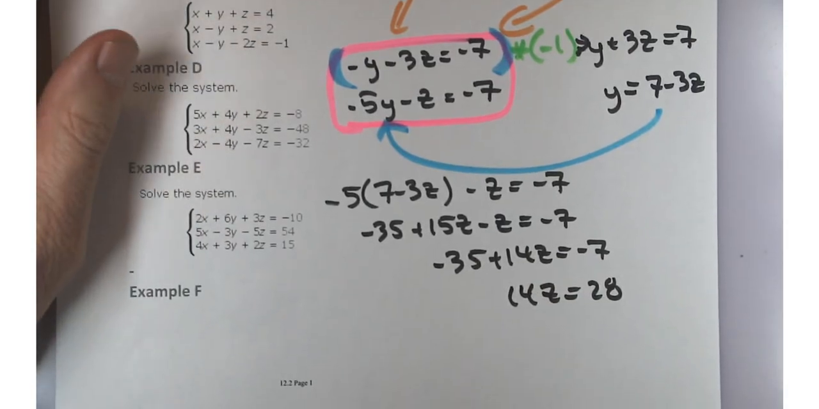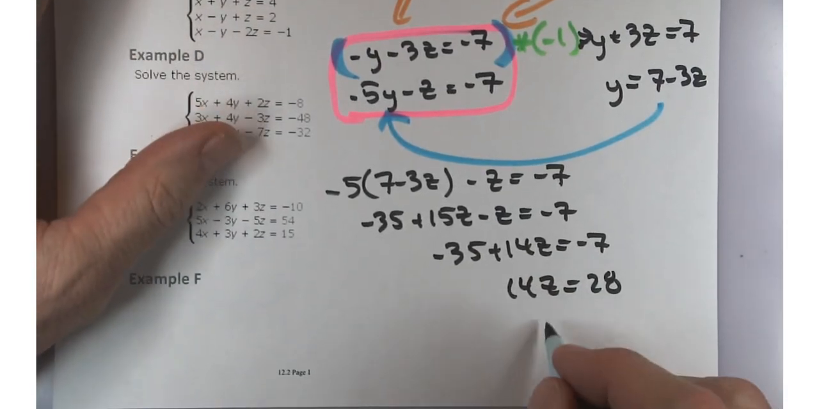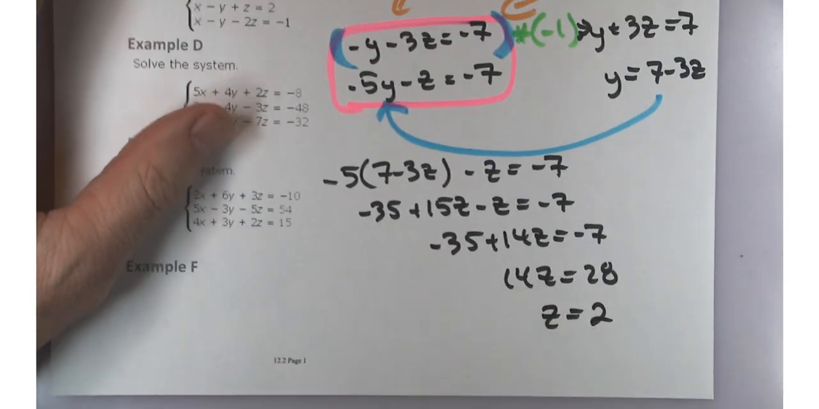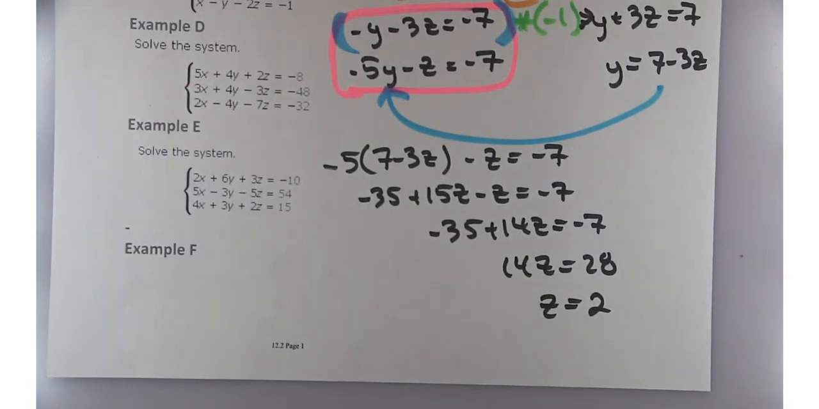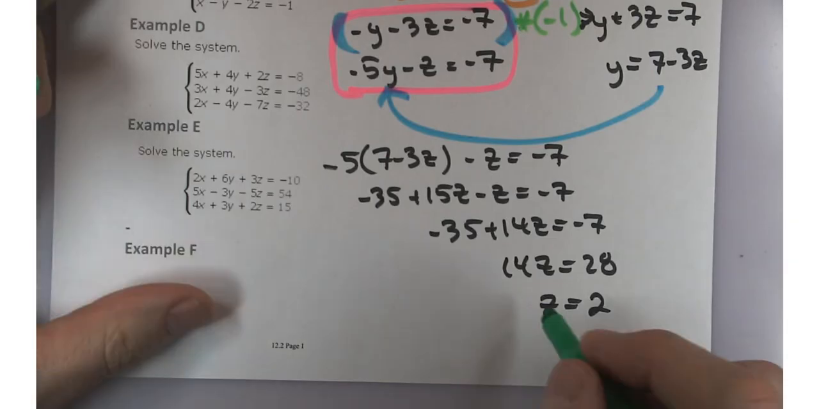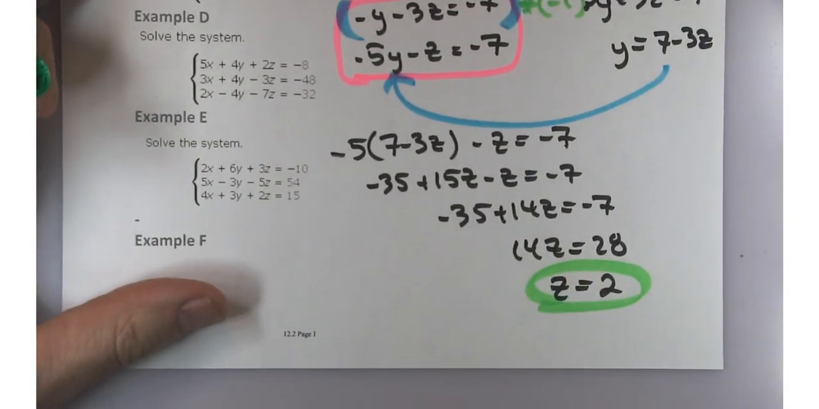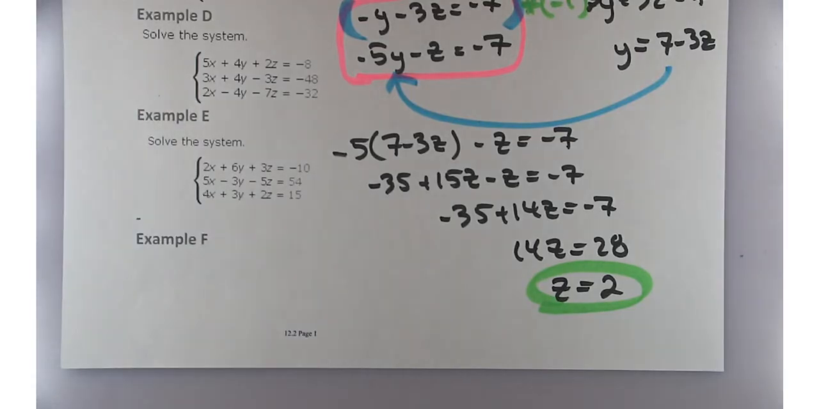So what does z equal? Thank you. z equals 2. Great. So 1 down, 2 to go. z equals 2. Let's circle that. How does that help us out? Now we've got z equals 2. Do I have to go through this all over again to find the y and the x? Manny?